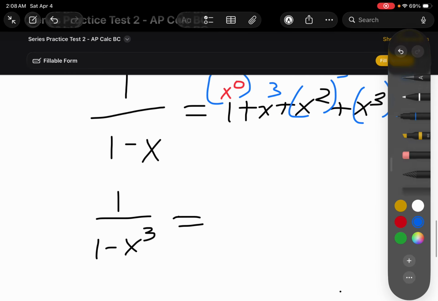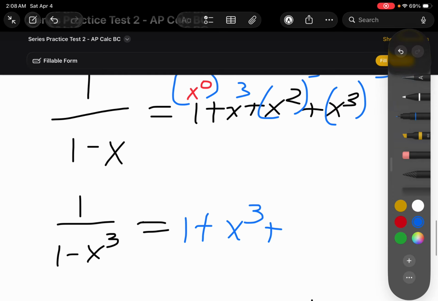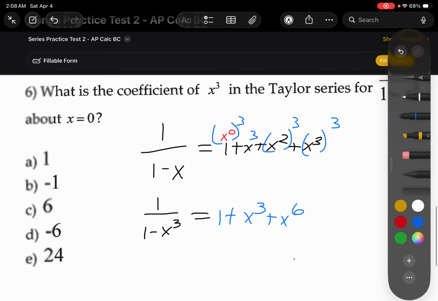So it's going to be 1 plus x cubed plus x to the 6th plus x to the 9th. So what is the coefficient of x cubed? It's going to be 1. Our answer is A.